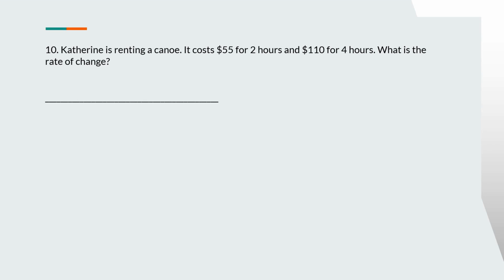Let's talk about Catherine's canoeing trips. So Catherine's renting a canoe. It costs $55 for 2 hours, and it costs $110 for 4 hours. What is the rate of change? Well, the minute they said rate of change, that's another fancy way of saying constant of proportionality. It's just another way. So rate of change. Remember, that's y over x, because k equals y over x.